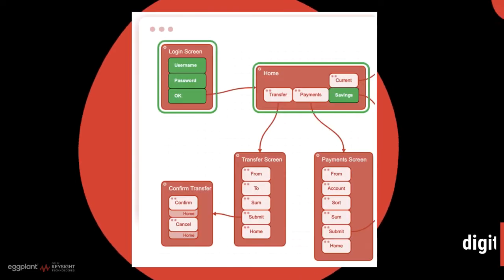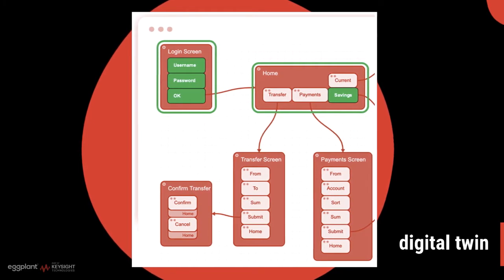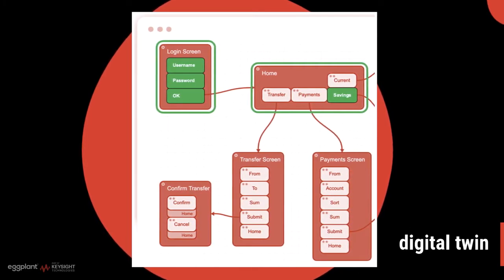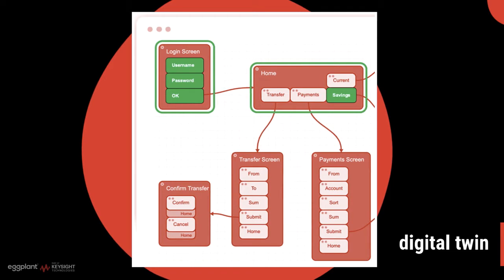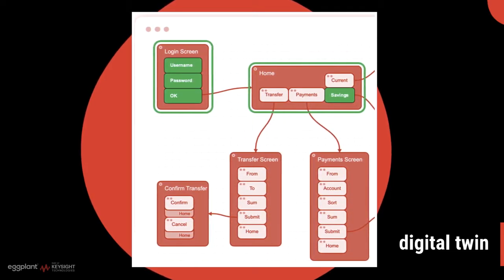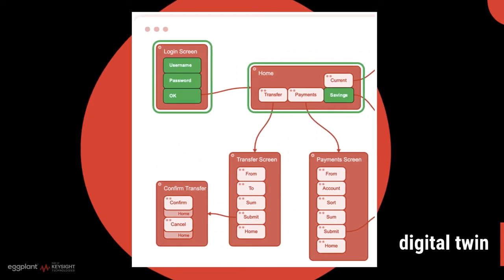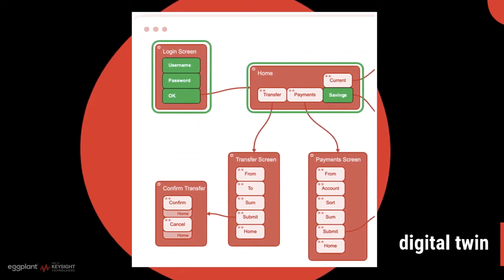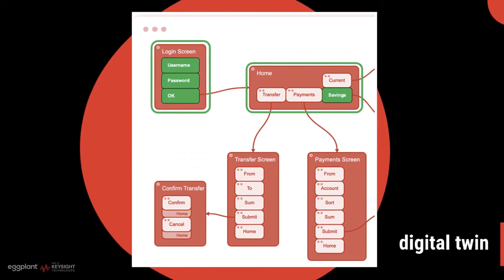Fundamental to any Eggplant test is the digital twin. A digital twin is a model of whatever software you want to test. Each screen and key element and function of the application is emulated by the model. The digital twin enables our AI-driven automation to interact with your software in the same way that humans do.